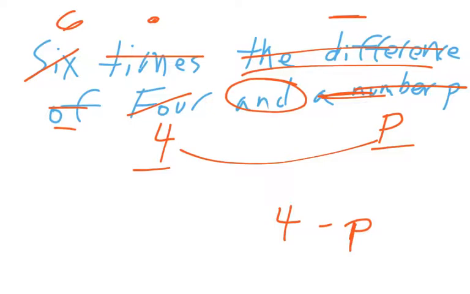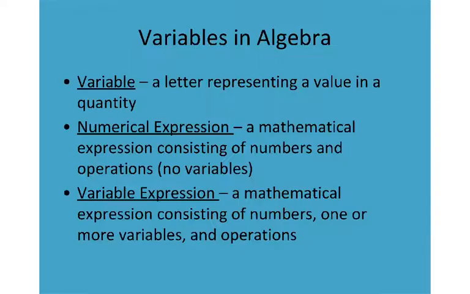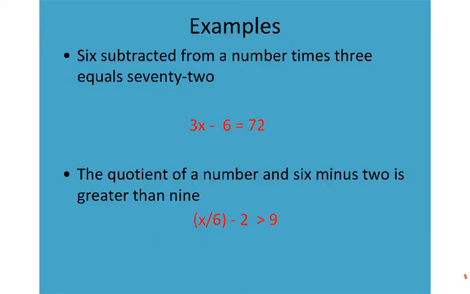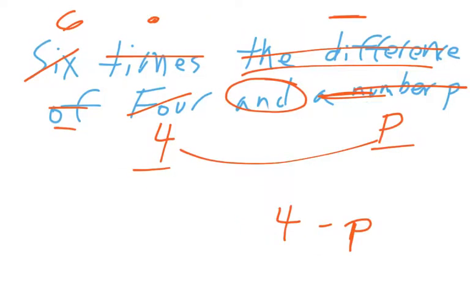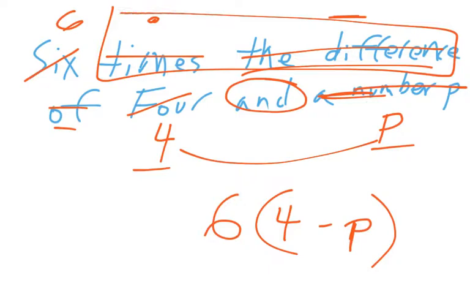And that was in the chart. I could go back to it to show you. If I go back, remember if we have the word times in front of the sum of, the difference of, the product of, or the quotient of, that sum, difference, product, or quotient has to go in parentheses. Okay? So in this case, that 4 minus P has to go in parentheses because 6 is being multiplied to that. Because times is in front of the difference of. So that's our final answer. Okay? 6 parentheses, 4 minus P.